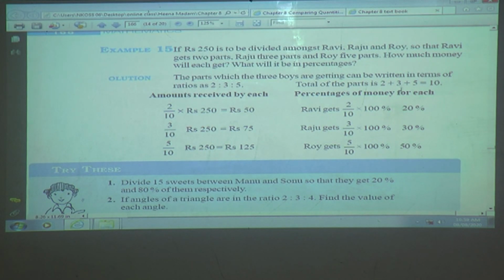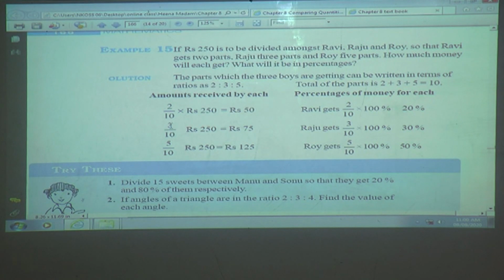So what is this total part? Out of this 250, the total parts we have to divide into is 10. One by one we will solve. First we will see about Ravi. Ravi is getting 2 parts of the 250. So 2 upon 10, where 10 is the total parts, multiplied by rupees 250. Here 0 gets cancelled, and 25 twos is rupees 50.